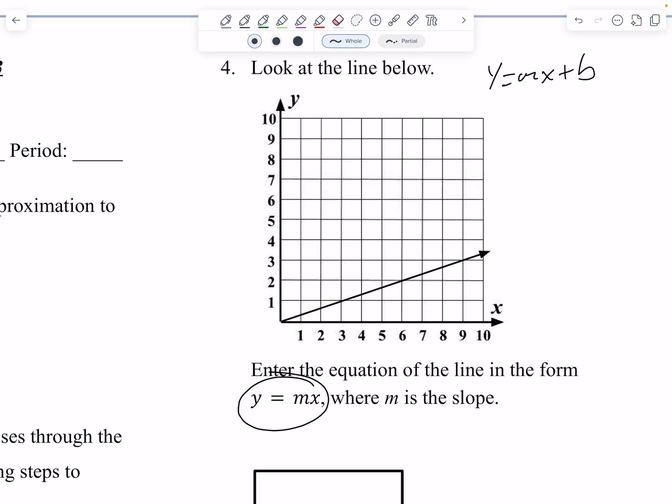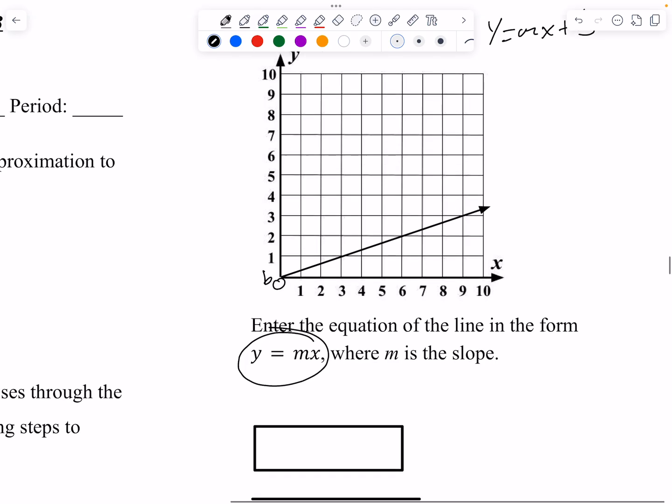So how does this help us right here? Well, our b is at 0. Okay, so there's no plus b, right? It's plus 0. I don't have to write that. So all we really need is the m.